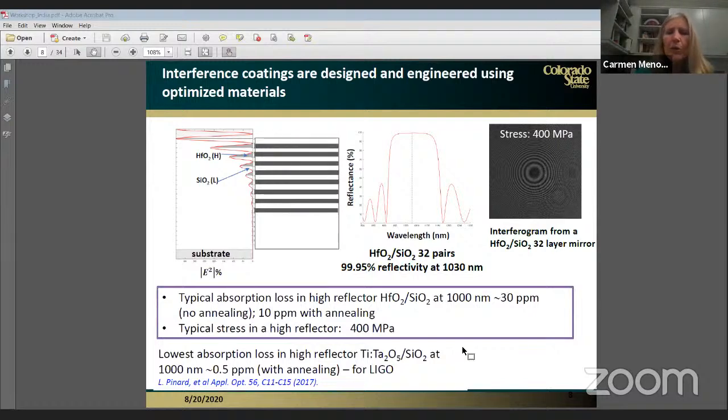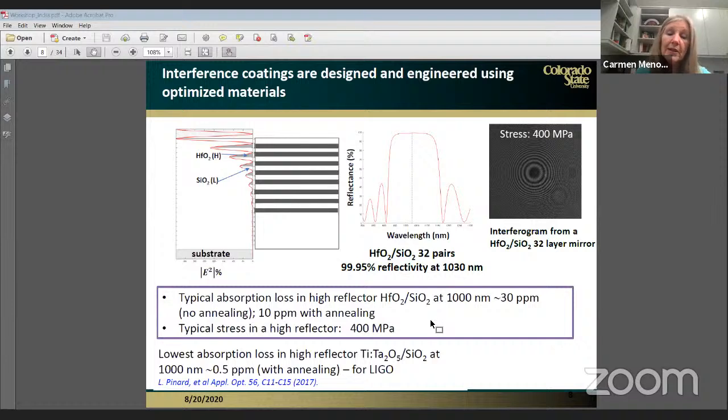So, what we will do is we will then design the coating, and then we will also measure the absorption loss. We do this with a technique called photothermal common path interferometry. Typically, we can get coatings with approximately 30 parts per million absorption loss at 1 micron wavelength. But if we anneal the coatings, then the absorption loss decreases to about 10 parts per million.